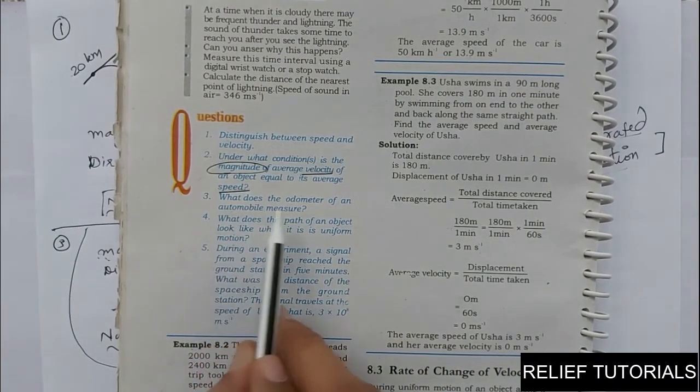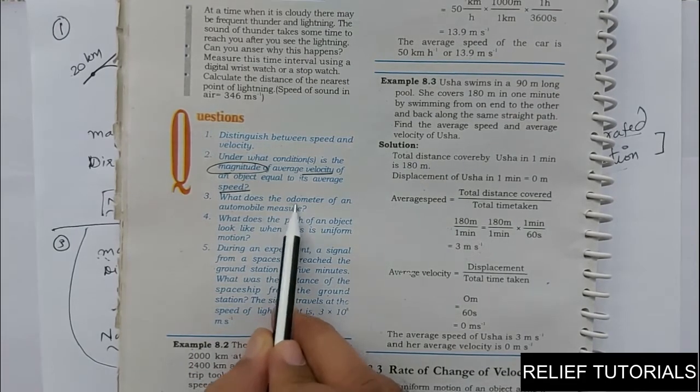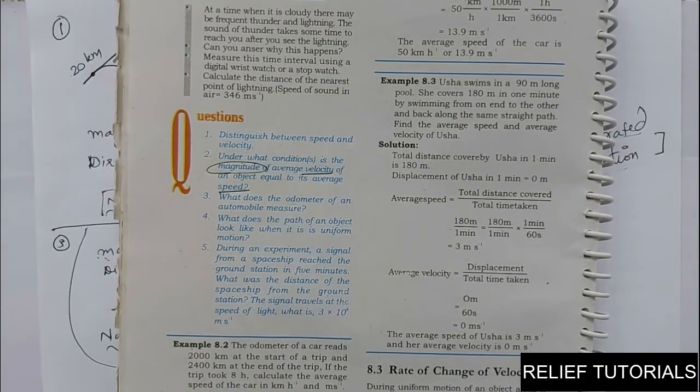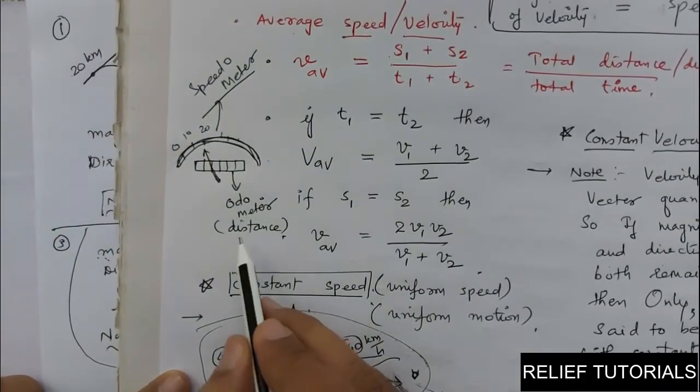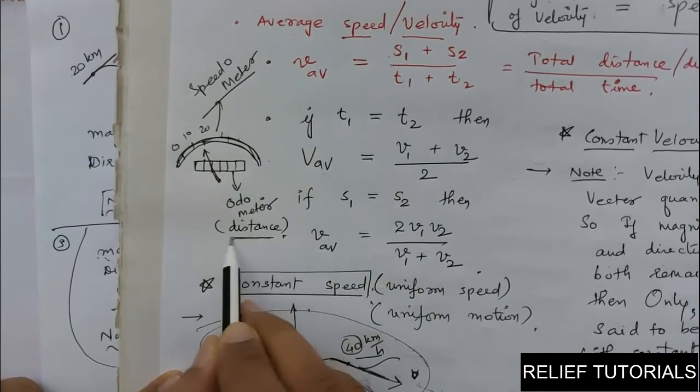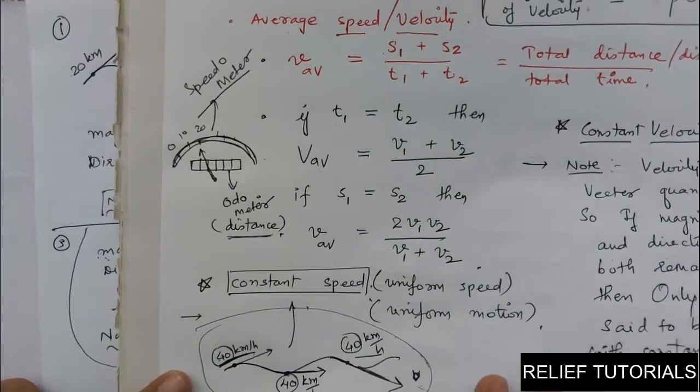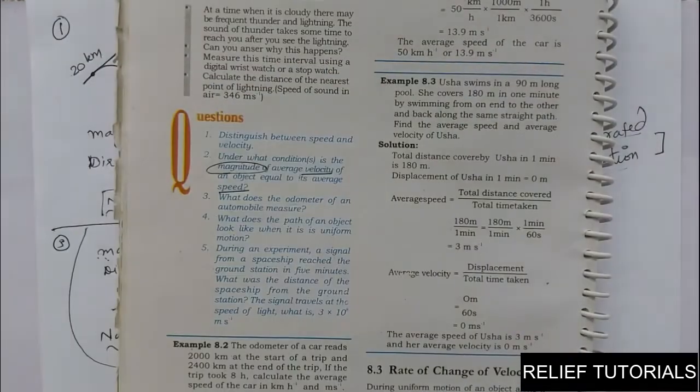What does the odometer show? I told you in the previous lecture that the odometer shows the distance traveled by a particle. So the answer to that question is: the distance traveled by the particle is shown by the odometer.